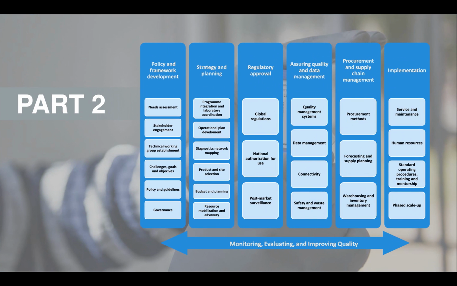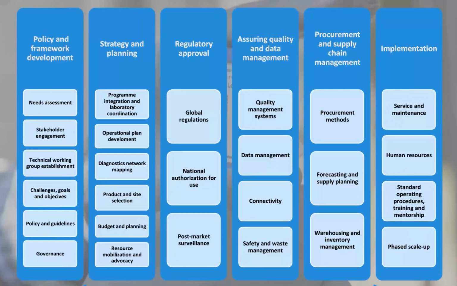Part 2 is divided into 7 major modules. One cross-cutting module named Monitoring, Evaluating and Improving Quality, and 6 distinct modules: Policy and Framework Development, Strategy and Planning, Regulations, Quality Assurance and Data Management, Procurement and Supply Chain Management, and Implementation.